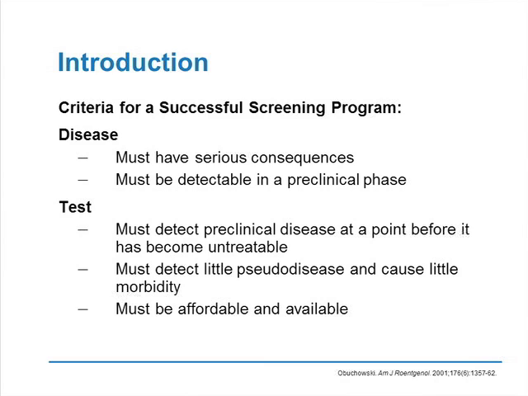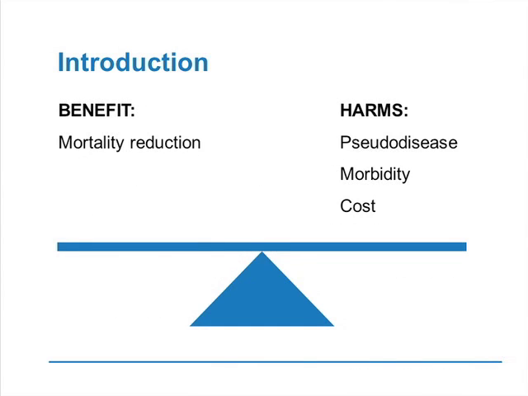First, the disease must have serious consequences in the population that you're screening, and it has to be detectable in a preclinical phase, meaning before symptoms develop. The test must be able to detect that preclinical disease at a point when you can still treat it. The test ideally will detect little pseudodisease and cause little morbidity in its performance or the interpretation of its results. And ideally, the test is very affordable and readily available to the population. So to summarize that, the balance we're looking for here is more benefit than harm.